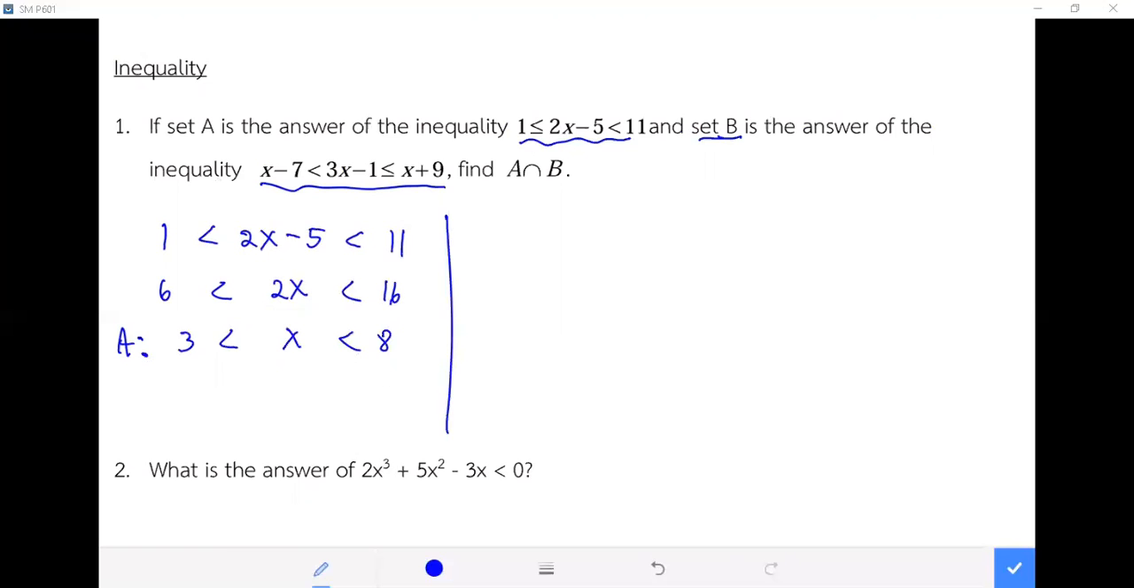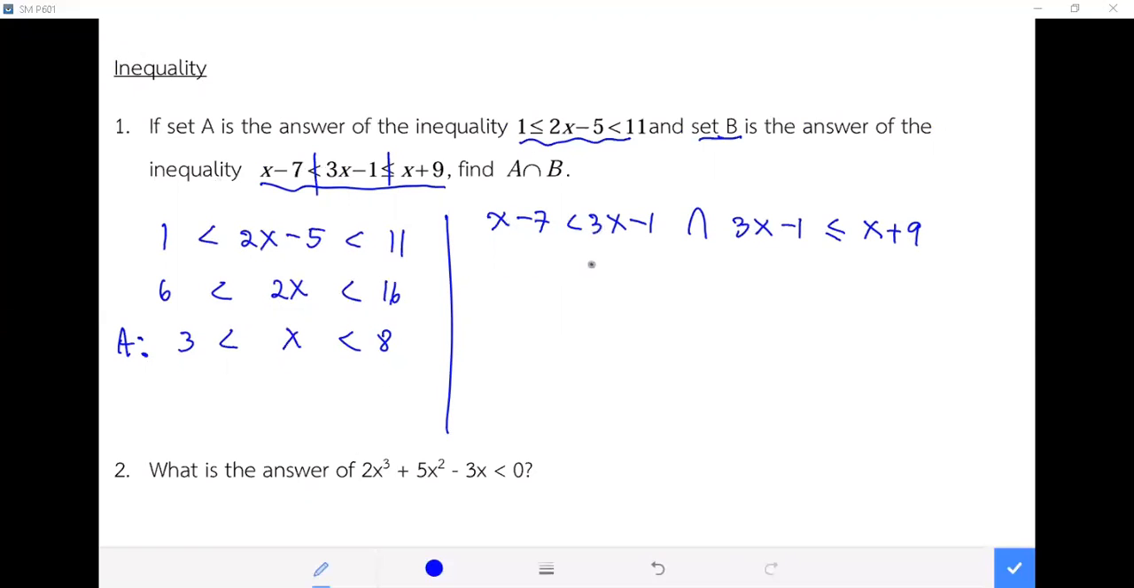Let's find set B. Set B is not easy. So set B, you have to go like this. X minus 7 is less than 3x minus 1. You have to split them a little bit, and then you have to intersect with 3x minus 1 is less than or equal to x plus 9. And just do the math.